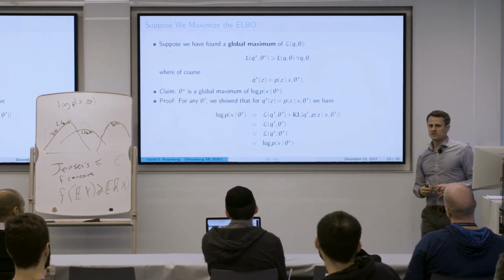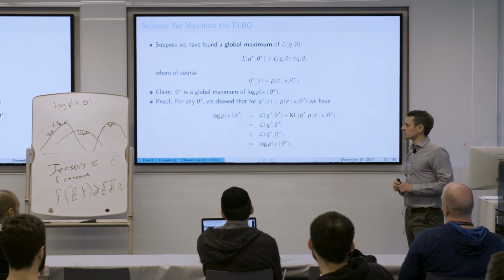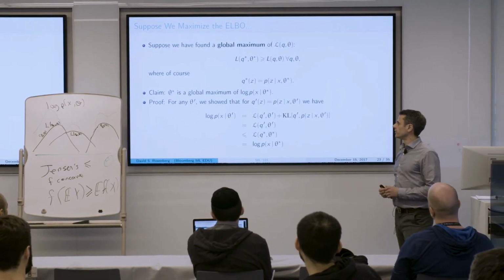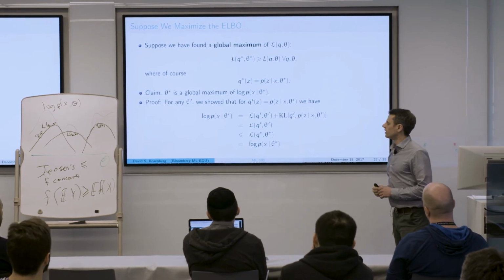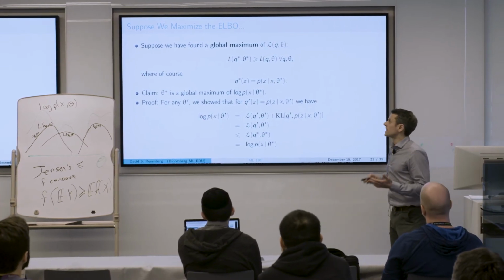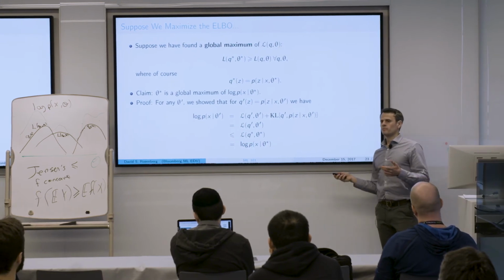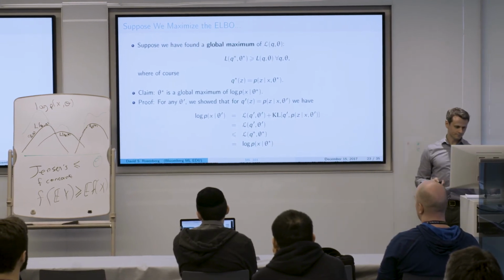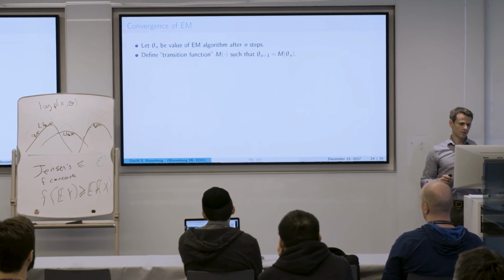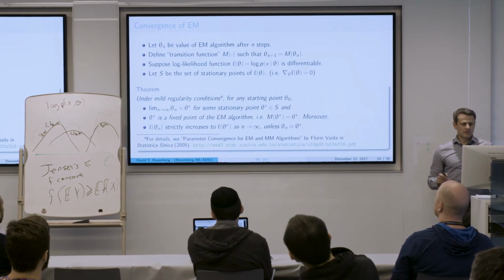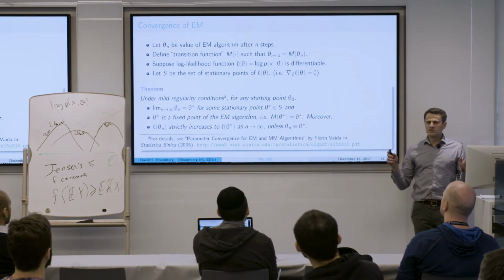Wow. So if we can find the global maximum of the L, we have found the global maximizer of the marginal log likelihood. Can we actually find the global maximizer of the ELBO? Maybe, maybe not. We have a theorem. OK, so there are some conditions.